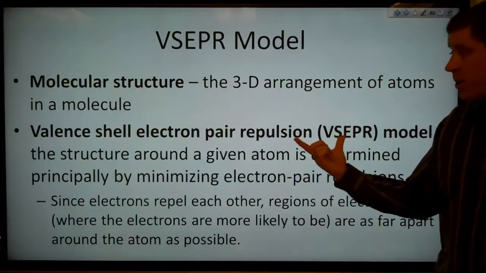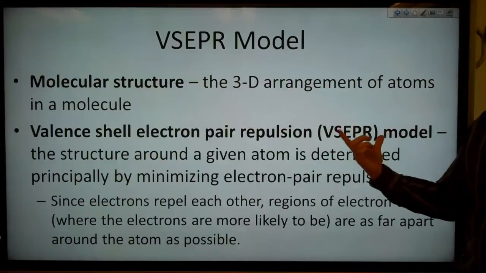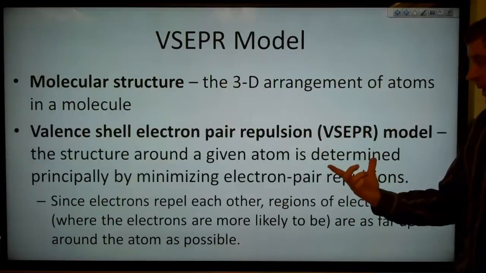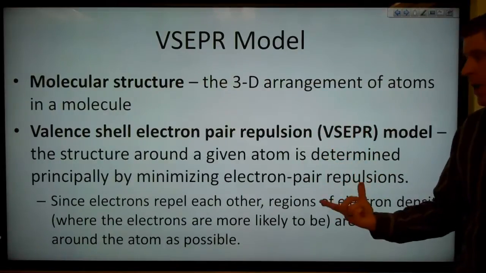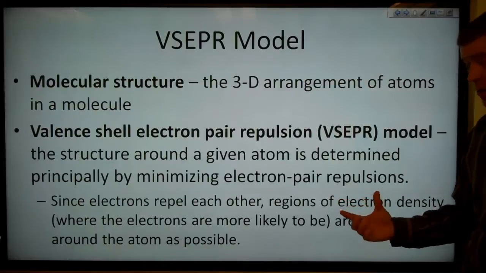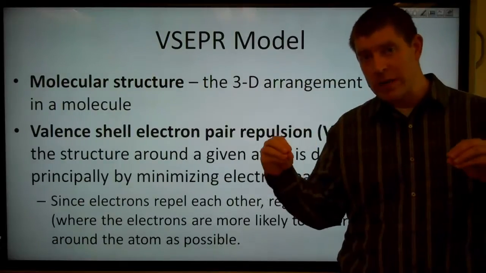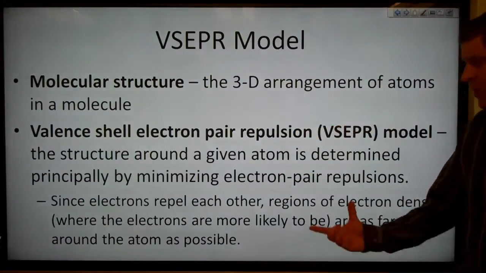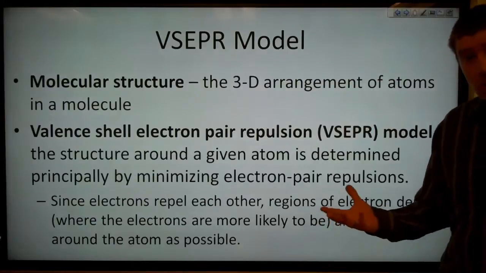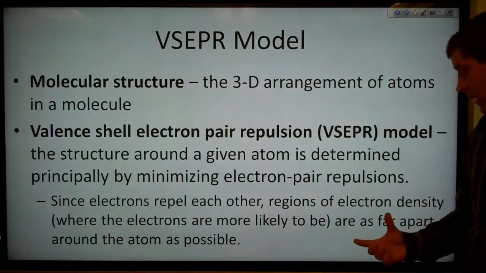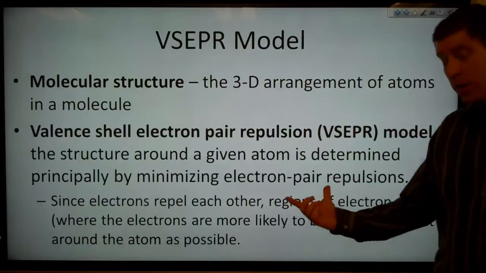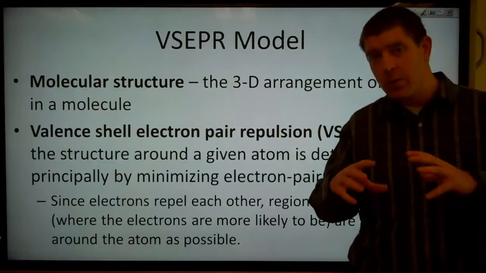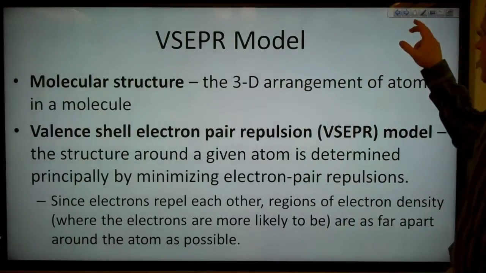So the valence shell electron pair repulsion model, or VSEPR model, VSEPR theory, says that the structure around a given atom is determined mostly by minimizing electron pair repulsions. So getting the electron pairs as far apart as we can get them and still be around the atom that they're on. Since electrons repel each other because they're all negatively charged, they want to try to get as far apart as they can. So regions of electron density, where electrons are more likely to be, are as far apart around the atom as possible, and again, still near the nucleus.